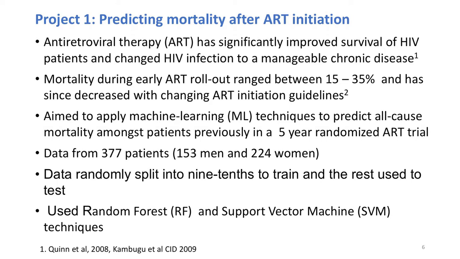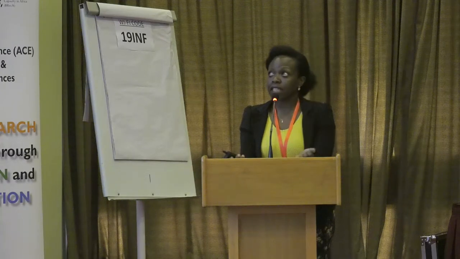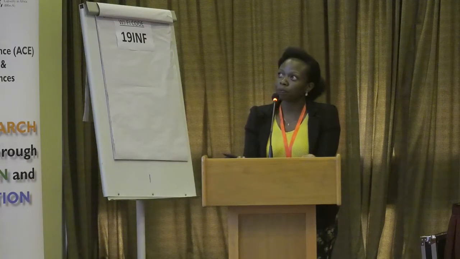And the data comes from a small portion of patients. You might wonder why we only use this given the large resource that we had. But like we say, data is there, but we need to look at the quality of data that comes out. So we split this data. This data comes from about 400 patients, and we split it into 9/10s for training and use random forest and support vector machine models to predict who dies right after ART initiation in a 5-year follow-up.